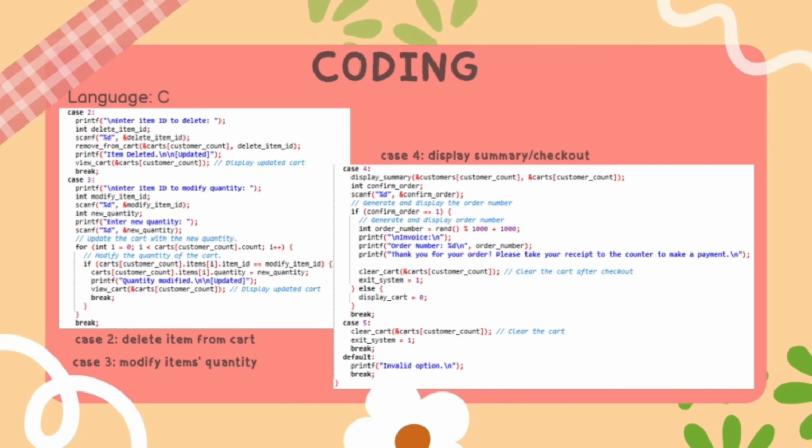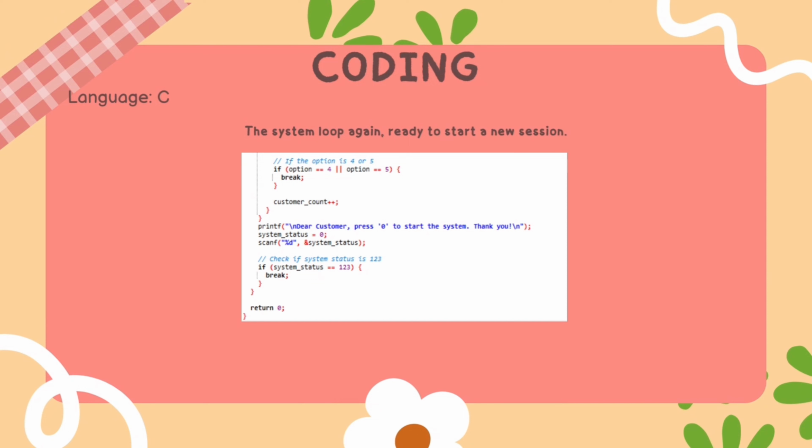Case 4 is to check out. It calls the display summary function to show a comprehensive summary of the customer order. Case 5 is to exit the system. It will return to the main navigation to continue or finish the order, and also it will clear the cart. After completing the order, the system reverts to the start prompt for the next customer to place their order. We use a loop to allow multiple customers to use the system consecutively.